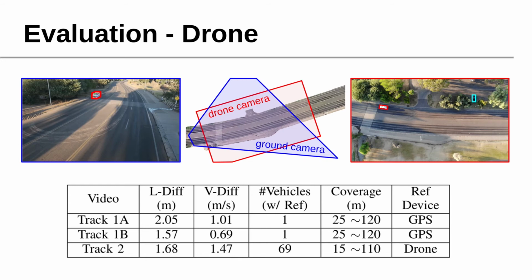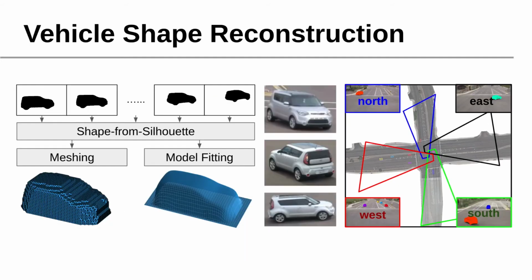Accurate vehicle localization can support many downstream applications. For example, given the videos from the 4 cameras pointing to the 4 directions of an intersection, the same vehicle can be seen from multiple different view angles. With the vehicle location obtained from each monocular camera, we can reconstruct the vehicle shape from its segmentation masks. The vehicle shape is represented as a 3D voxel model.